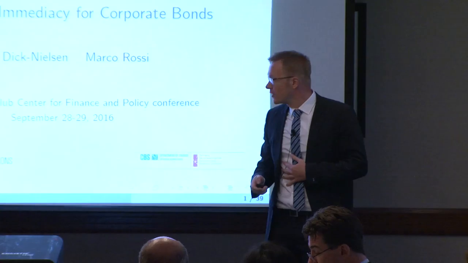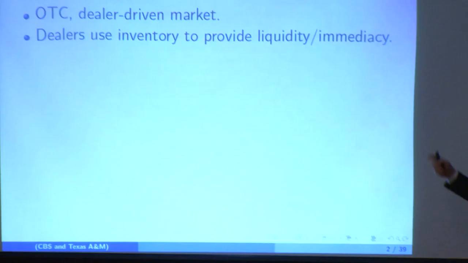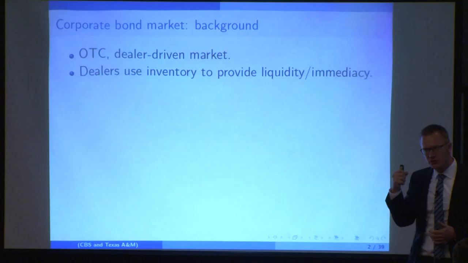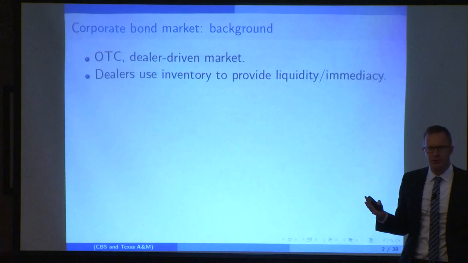So what you need to know about the corporate bond market is that it's an OTC market. So if you want to sell a corporate bond, you have to call up your dealer and say to him, I would like to sell this bond. And he can then do one of two things. He can say, sure, I'm going to execute your order immediately. And he's going to do that by buying your bond and putting it on his inventory, keeping it on balance sheet.